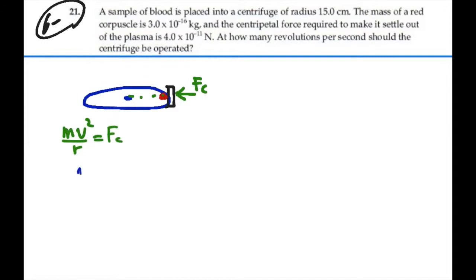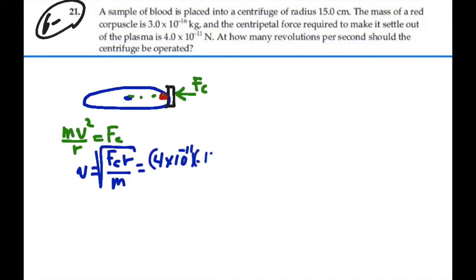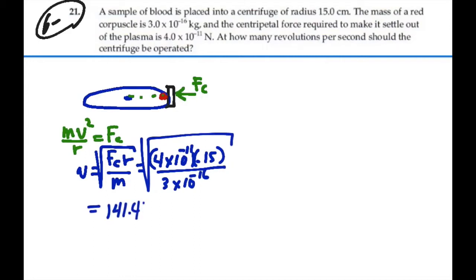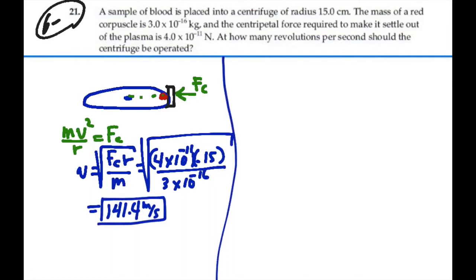Well, the velocity that we're talking about then is equal to the square root of the centripetal force times the radius divided by the mass. In this case, that's going to be equal to the square root of 4 times 10 to the minus 11 newtons times the radius, which is 0.15 meters, over the mass of the red corpuscle, 3 times 10 to the minus 16 kilograms. And that's equal to 141.4 meters per second.